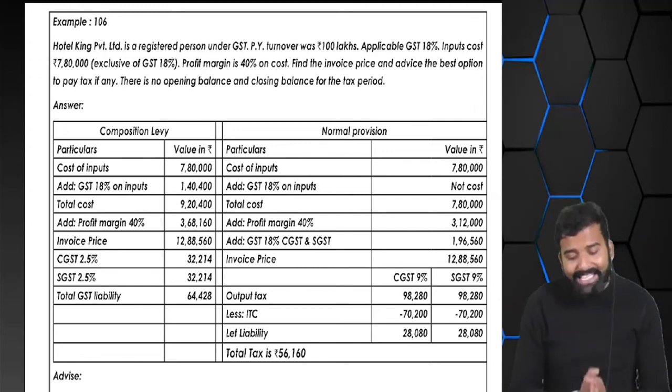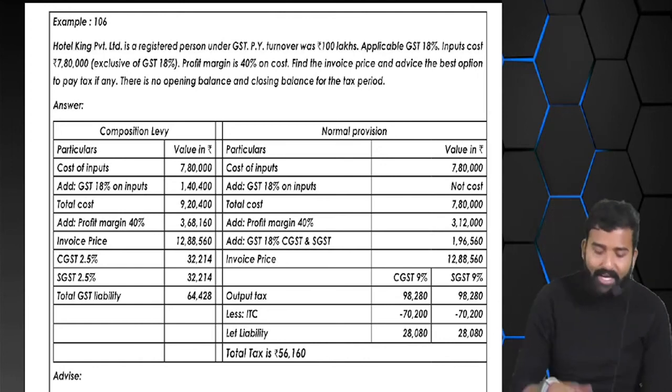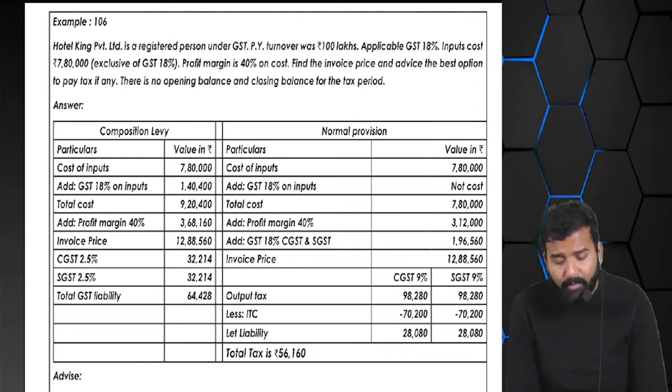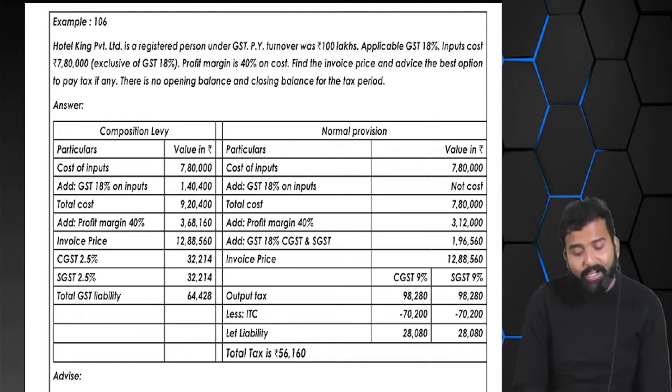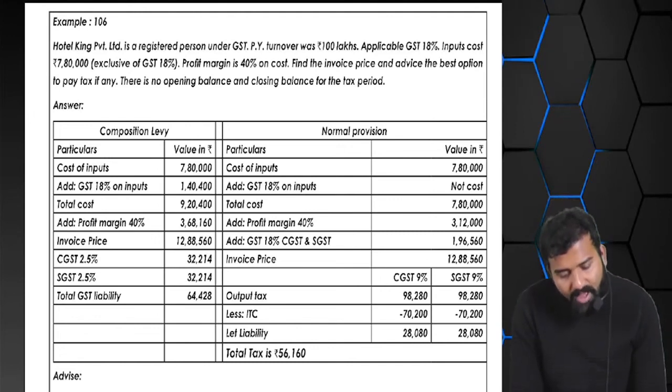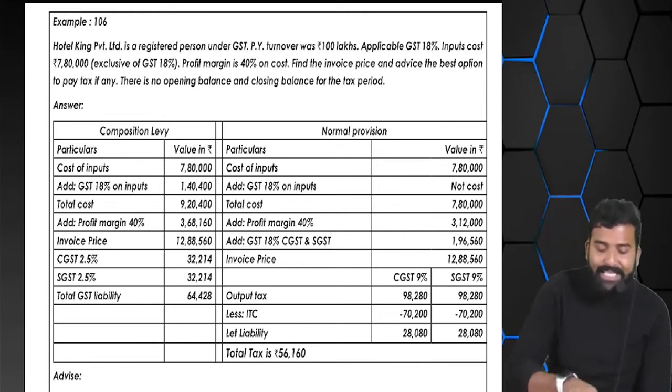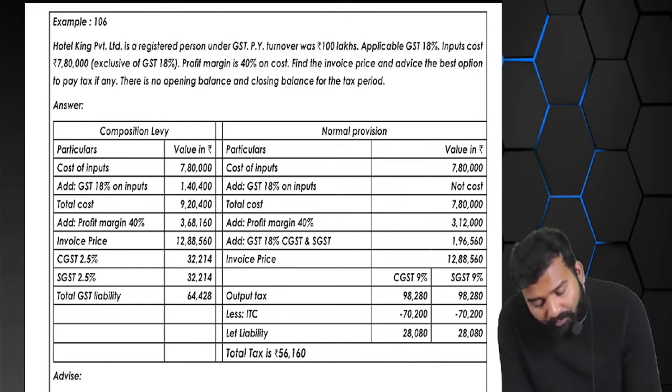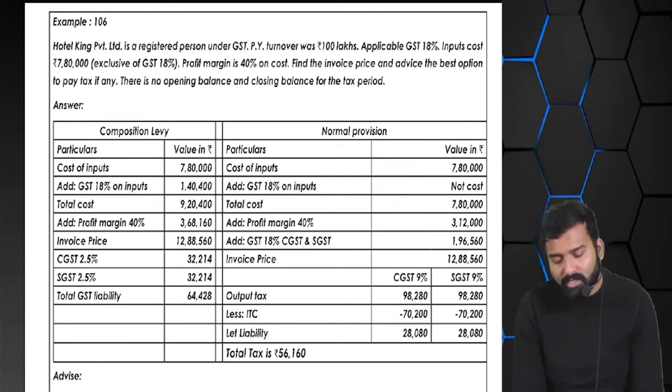Now, example 106 says, Hotel King Private Limited is a registered person under GST and the previous turnover is 100 lakhs. So his previous turnover is not more than 1.5 crore, and he can avail the composition scheme. His normal rate of GST is 18%, and his input cost is 780 exclusive of GST, plus 18% GST. His profit charge is 40% on cost. Find the invoice price and advise the best option to pay tax.